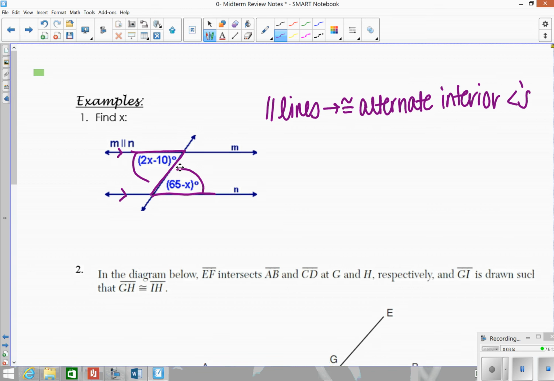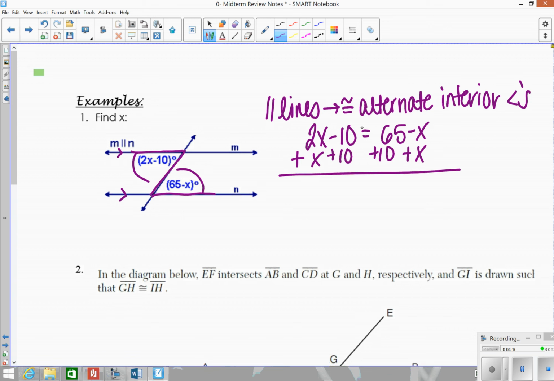So now that they're congruent, I can set them equal. So 2x minus 10 equals 65 minus x. I'm going to combine like terms here. I'm going to add the x over, add the 10 over. So I get 3x equals 75. Divide by 3, I get x equals 25. And my question just asked me to find x, so that's it. So that's all you have to do for that one.